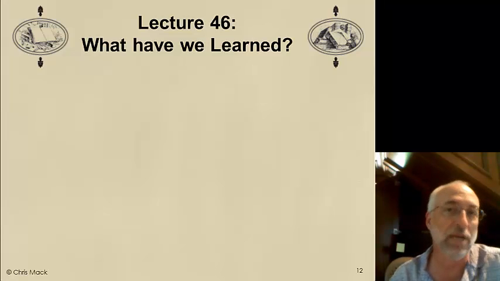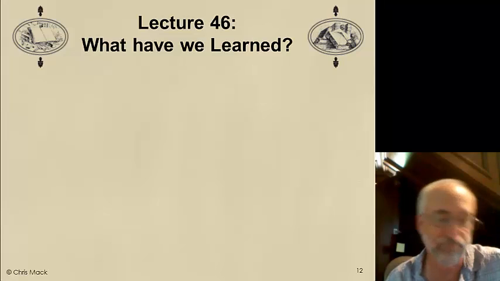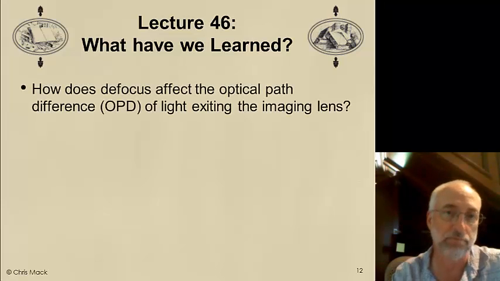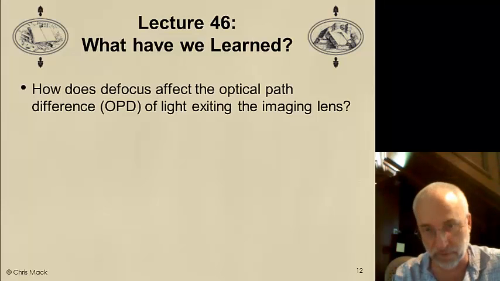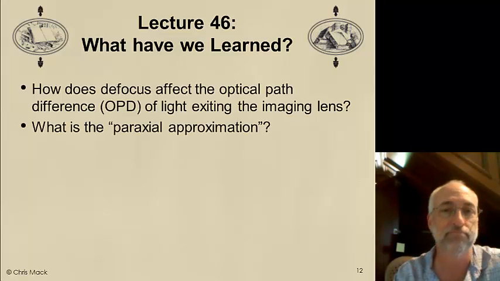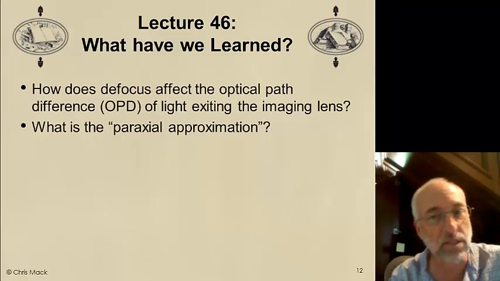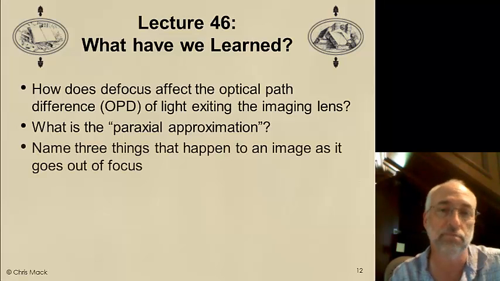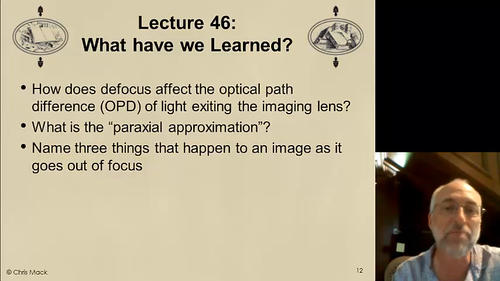So, what have we learned in Lecture 46? As always, you should be able to quickly and easily answer these questions. If not, you need to go back and review the material. How does defocus affect the optical path difference of light exiting an imaging lens? What is the paraxial approximation? And how do we apply that to our understanding of defocus? Name 3 things that happen to an image as it goes out of focus.